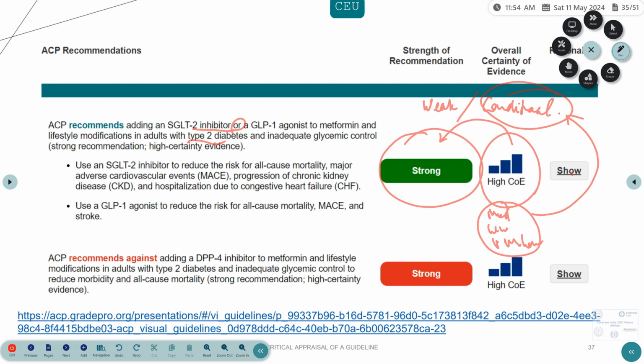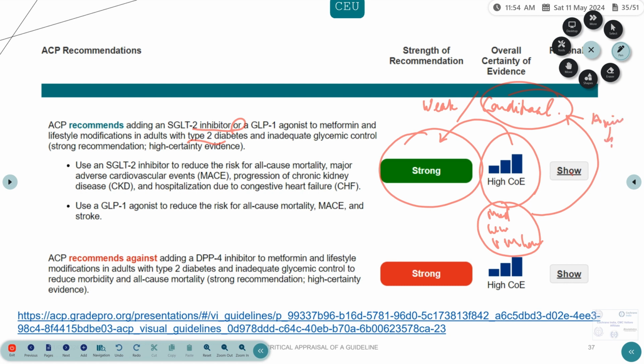Say, for example, MI and giving aspirin. If you don't give aspirin for a patient with MI, you are definitely liable for potential complications. You will not be able to sustain a lawsuit either. So aspirin for MI will be a very strong recommendation.